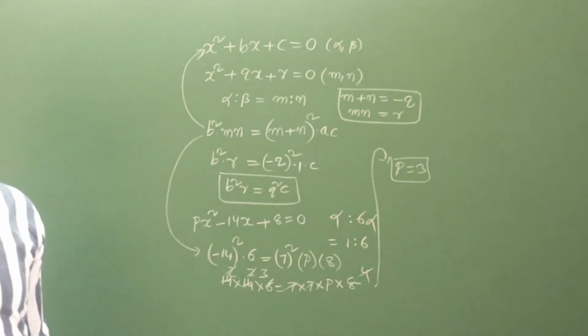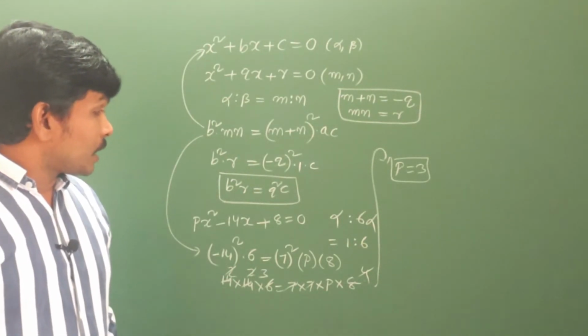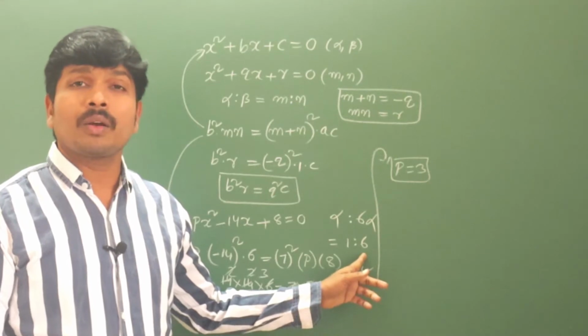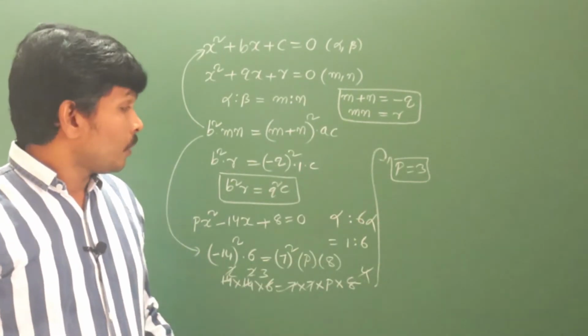I think you have one doubt. What is it? Sir, you have taken 1 is to 6. Now what about 6 is to 1?